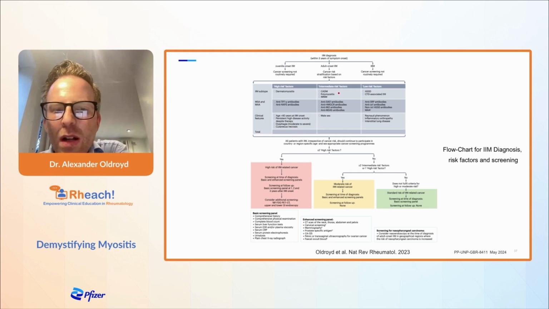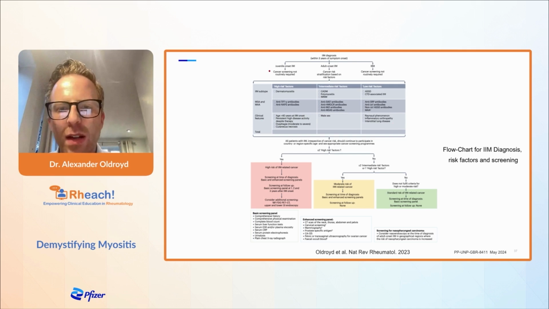Now, intermediate risk factors: clinically amyopathic dermatomyositis, polymyositis, IMNM. A number of different autoantibodies are intermediate risk. So SAE1, HMGCR, Mi2, and MDA5, and male sex as well, intermediate risk. Low risk factors: antisynthetase syndrome, CTD-associated IIM. The low risk autoantibodies: SRP, Jo1, any other antisynthetase autoantibodies, and a myositis-associated autoantibody. Interestingly, Raynaud's, inflammatory arthropathy, and interstitial lung disease are low-risk clinical features.